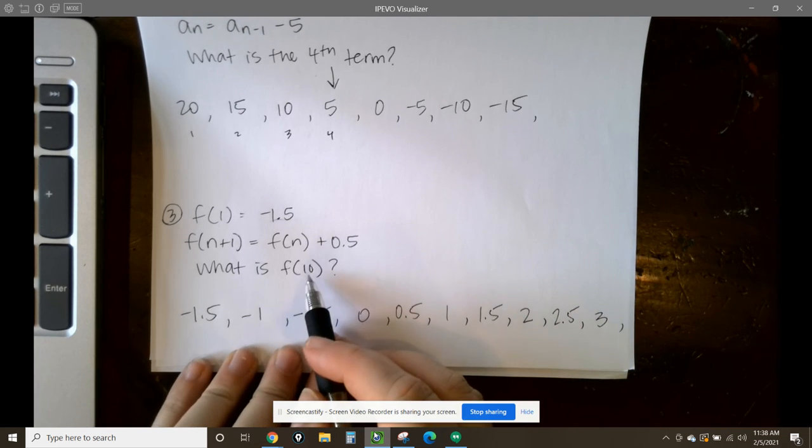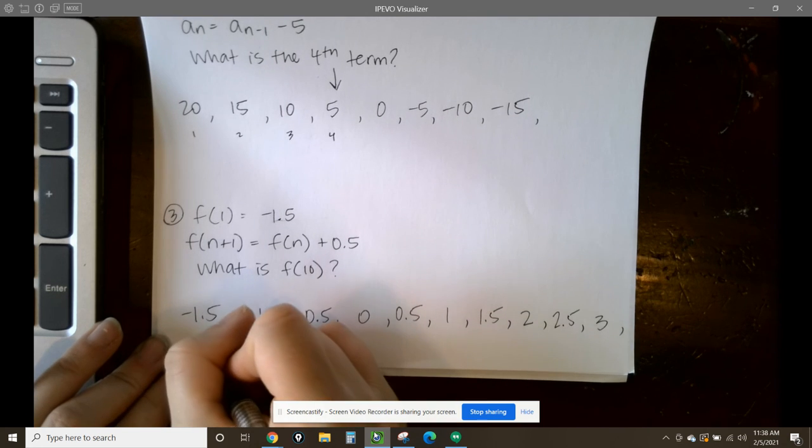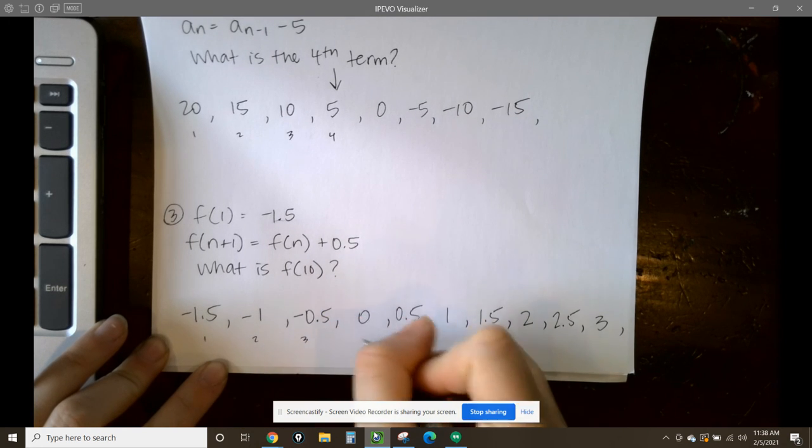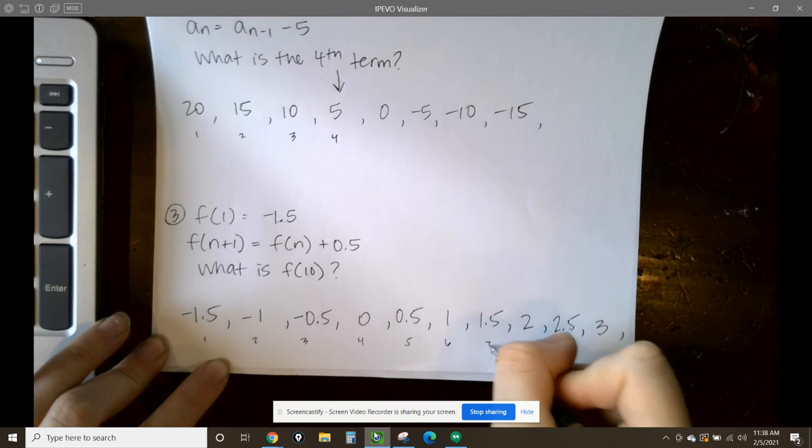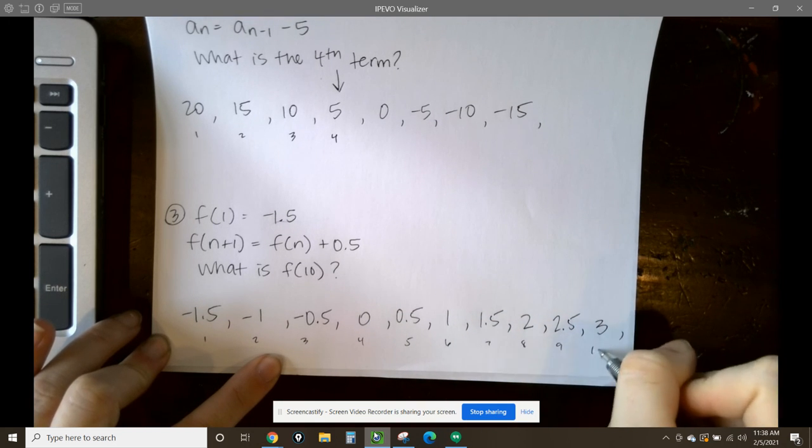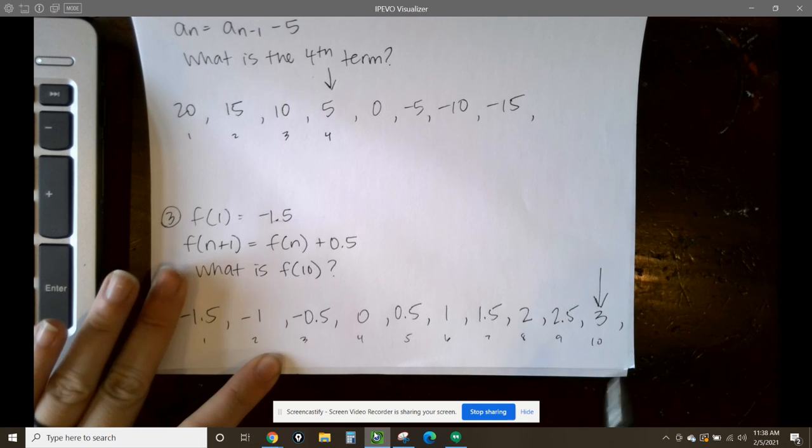Let's see if I need to keep going. We're looking for f of 10, the 10th term. So 1, 2, 3, 4, 5, 6, 7, 8, 9, 10. Okay, so right there, that's f of 10 right there.